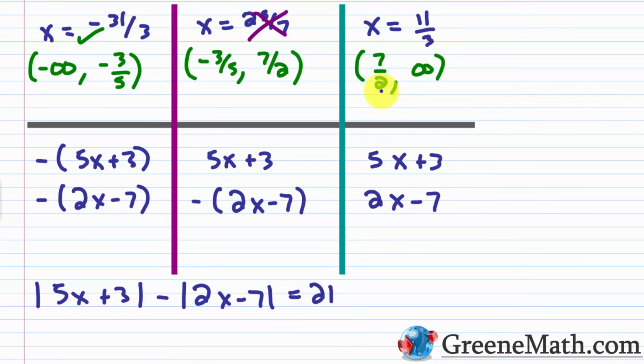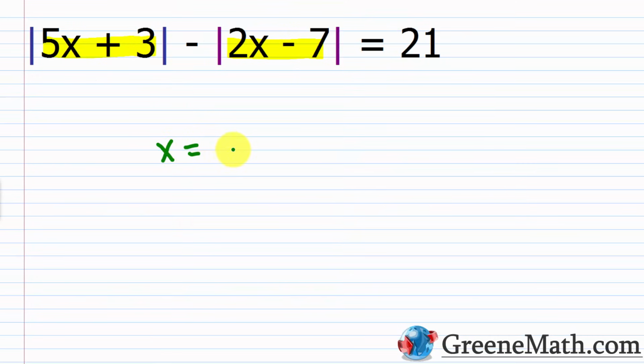Okay, so that is going to be larger than 3.5. So this guy is going to work out as a solution. So the two solutions are going to be x equals negative 31 thirds and then x equals 11 thirds. So let me go back up. So we'll say that x is again equal to negative 31 thirds and also 11 thirds.